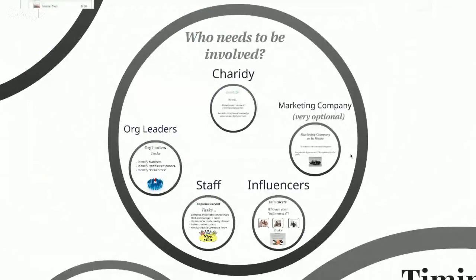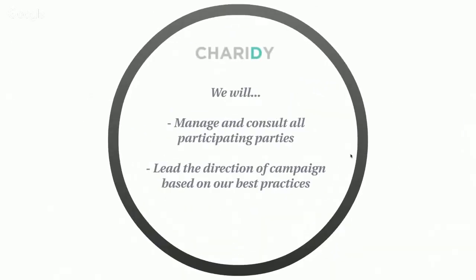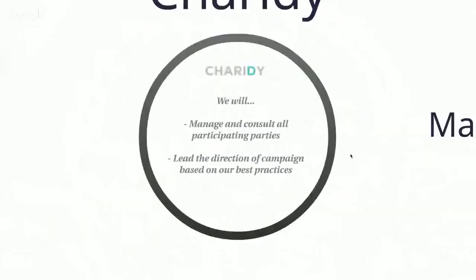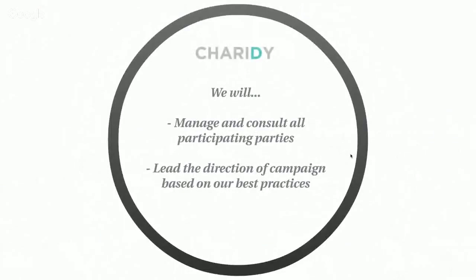After that, the question is who needs to be involved to make this campaign successful? As you see here, there are 4 essential parties and 5 possible parties to be involved in order to ensure optimum success. Starting with Charidy. Charidy will manage and consult all participating parties. It means everybody within your organization will be consulted with somebody at the Charidy office, with your fundraising specialist, to make sure they know their duties and responsibilities for the campaign itself.